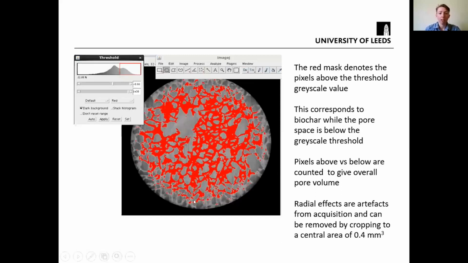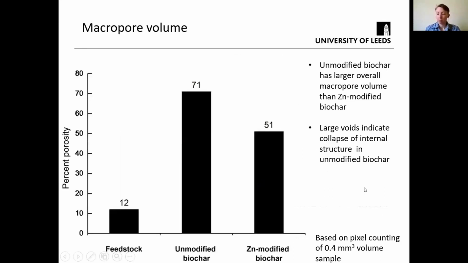Notice that there is an error here, a radial error, that the biochar at the outer edges is not being correctly thresholded as it is in the center. But this error is a product of the data acquisition, and it can simply be removed by cropping to a central region. So this gives figures for overall macropore volume. As you can see, the feedstock has the least. The unmodified biochar has the most.